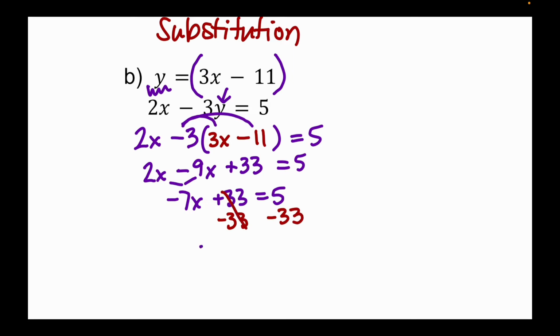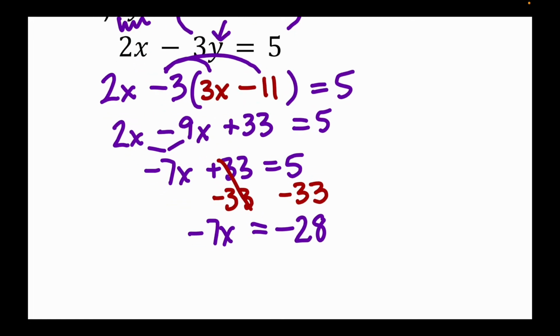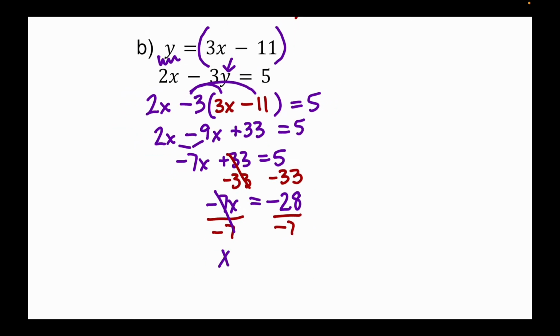Then that will be -7x equals -28. And then our last step will be to divide both of these by -7. That will leave us with x equals positive 4 because it's -28 divided by -7.